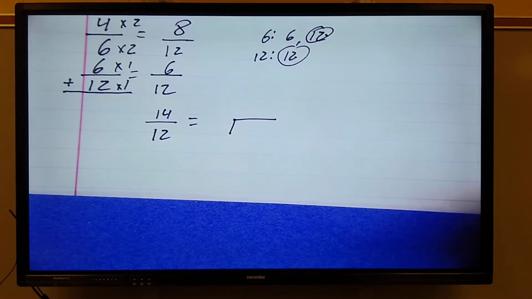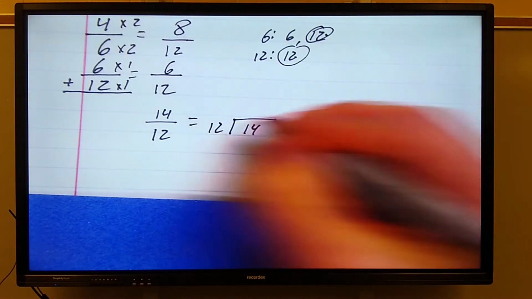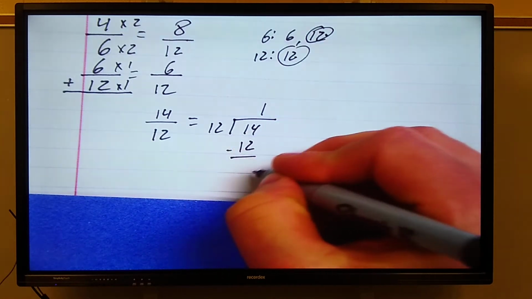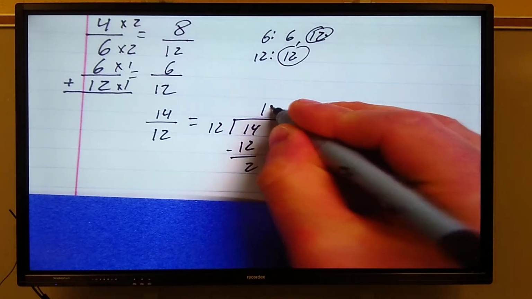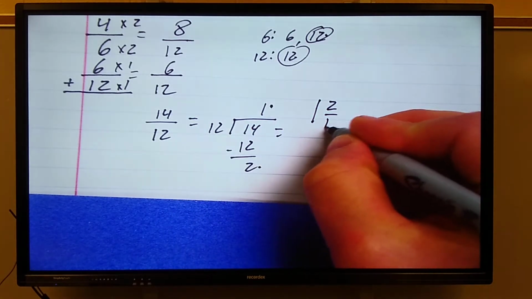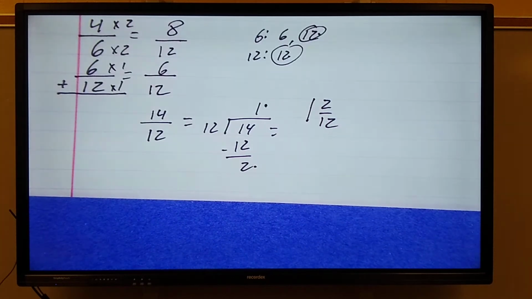This is an improper fraction, so I must change it to a mixed number. 12 going into 14 one time. 14 minus 12 is 2. My whole number, 1. My numerator, 2. My denominator, 12. Now I got to see if it's in simplest form.